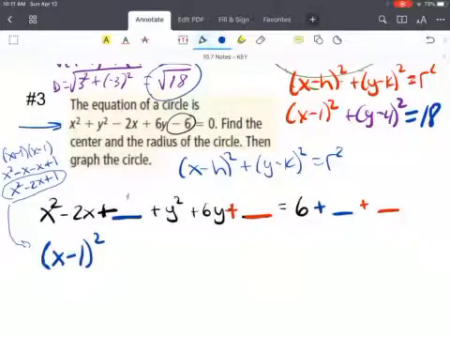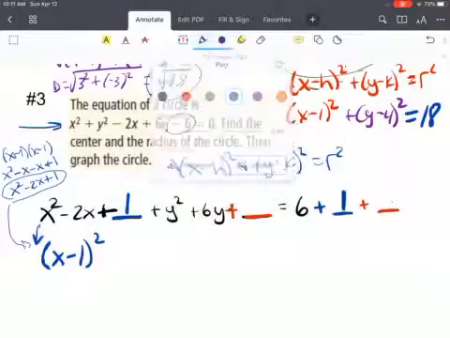So I need a 1 in this spot in order for it to factor to x minus 1 squared. That's the number I need to complete the perfect square of x minus 1. But in order to do this mathematically, I need to put a 1 on the other side. I can add a 1 to the left side as long as I add a 1 to the right side.